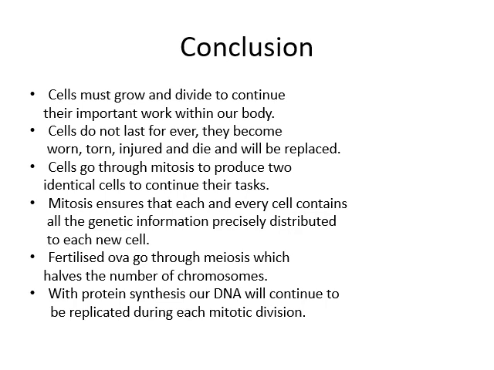Mitosis ensures that each and every cell contains all the genetic information precisely distributed to each new cell. A fertilized ova goes through meiosis, which halves the number of chromosomes because the chromosomes are coming from the sperm and the ova. But with protein synthesis, our DNA will continue to be replicated during each mitotic division, helping us to continue our species. I do hope that you've enjoyed this exploration through our cells.